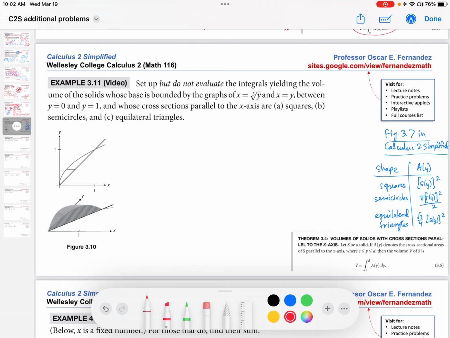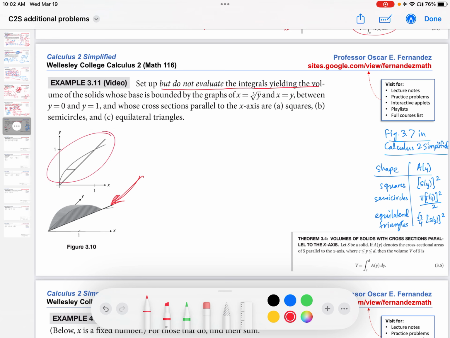Hi, this is Professor Fernandez, and in this video we're going to work on example 3.11 from Calculus Simplified. This example asks us to find the volume of this solid, actually to set up and not evaluate the integrals yielding the volume of this solid.